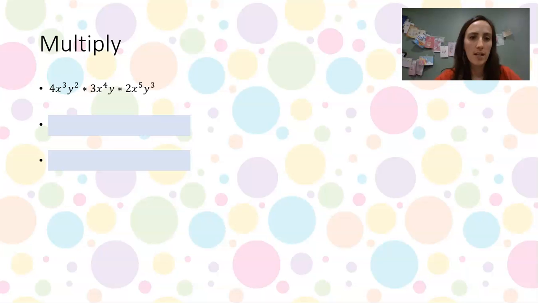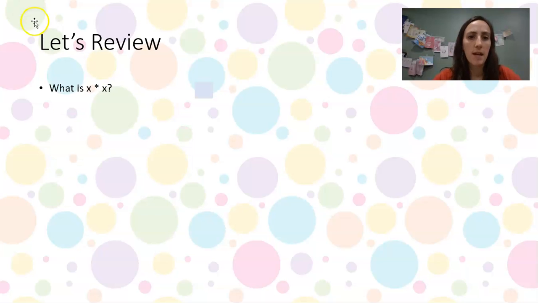Multiply 4x cubed y squared times 3x to the 4th y times 2x to the 5th y cubed. In order to do this, I'd like to go back and review first. Think back to x times x.